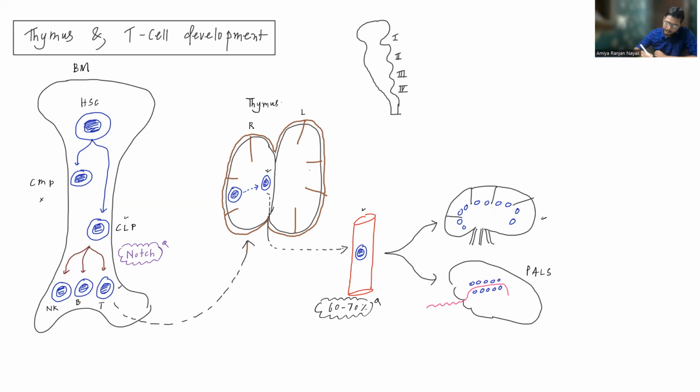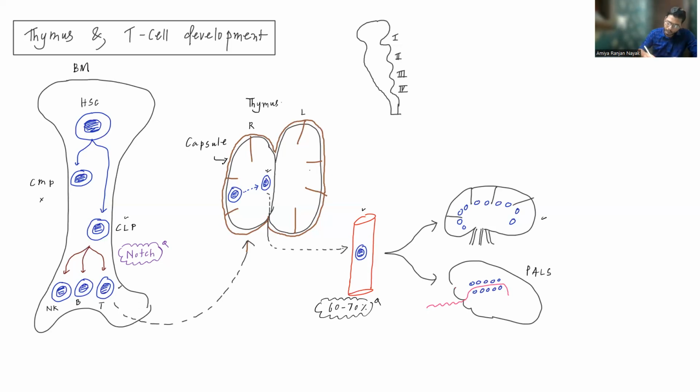You can also appreciate that it has a capsule, and this capsule extends projections into the thymus parenchyma. These are known as the trabeculae, and they separate the thymic cortex into various lobules. This is the same as we have discussed for lymph nodes and spleen. They also have a connective tissue capsule that divides them into multiple lobules. Similarly, in thymus also, this connective tissue capsule will divide the thymus cortex into multiple lobules.